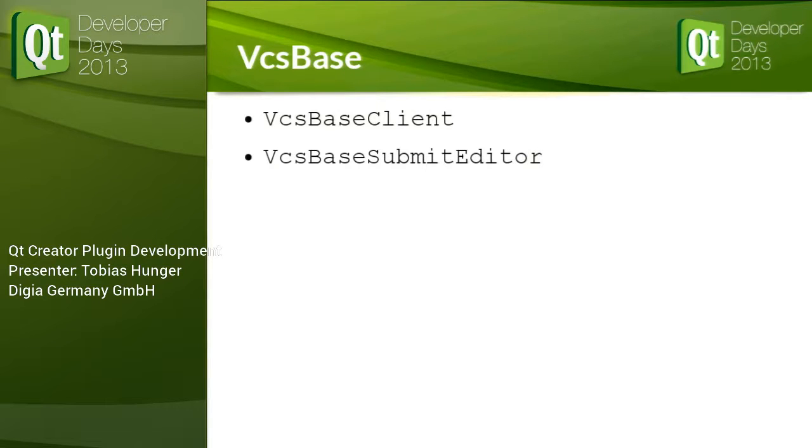So the next plugin that I'm dashing through here is a version control base one. If you want to do support for version control systems we don't support yet, that's where you need to look into. It has a version control base client, which is basically providing interfaces to access the functionality of all the version control systems. And something else you might want to look into, if you are a bit further along with your version control plugin, is a version control base submit editor, which is a widget that's shown when you submit a patch to your version control system. And you might want to customize that a bit for whatever additional information your version control system needs.